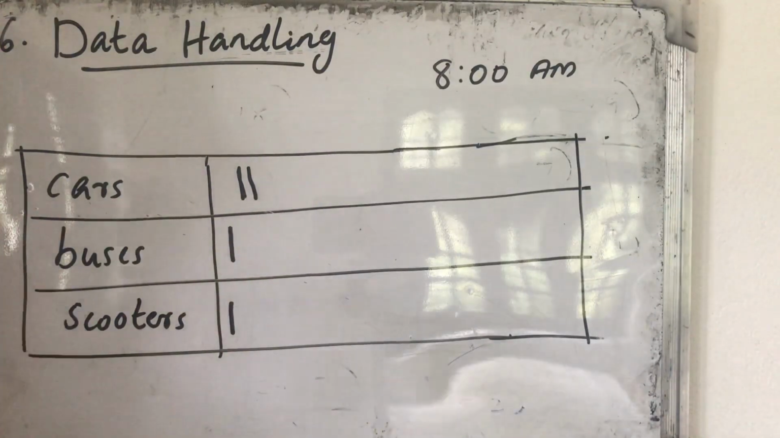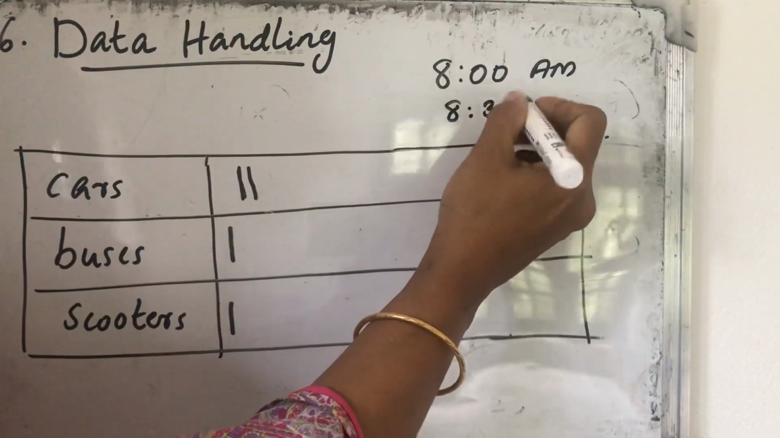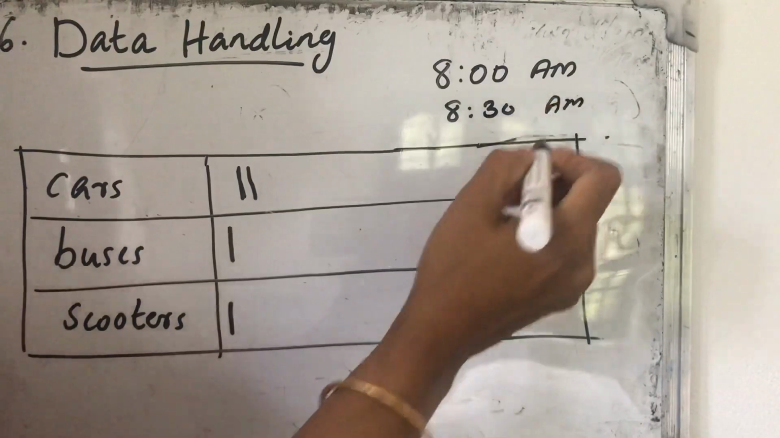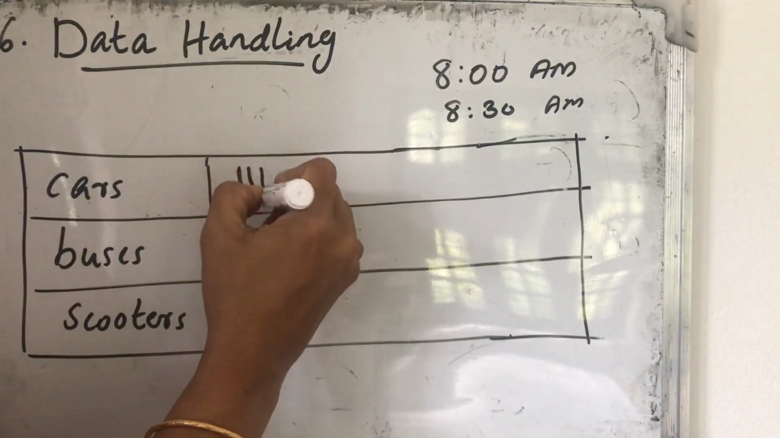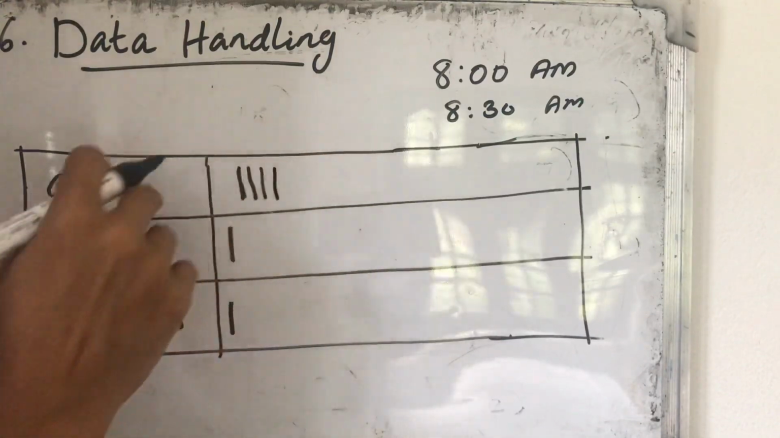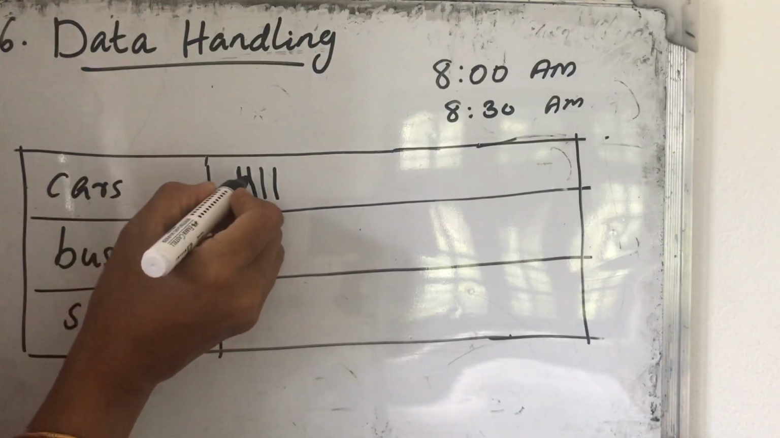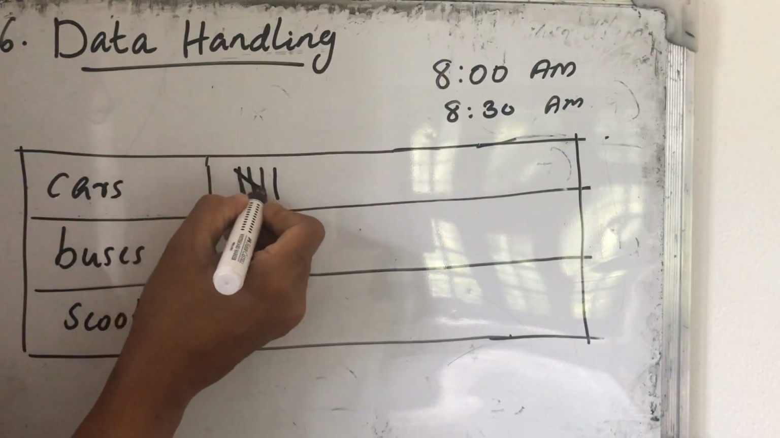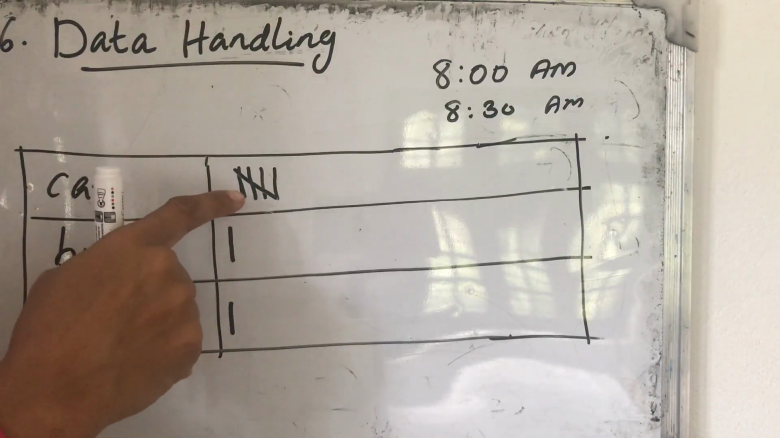Just like that we are counting up to 8:30 a.m., half an hour, the number of vehicles. Suppose you mark like this: first you got 4 cars. If the fifth car passes, then you mark like this. Through these 4 you strike one line, so the fifth we are drawing like this.